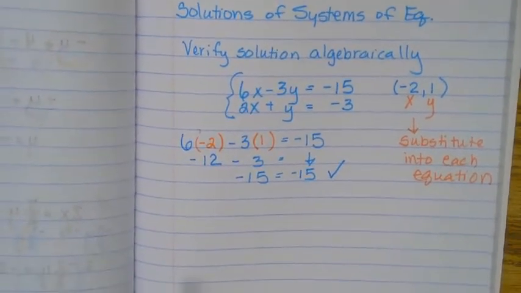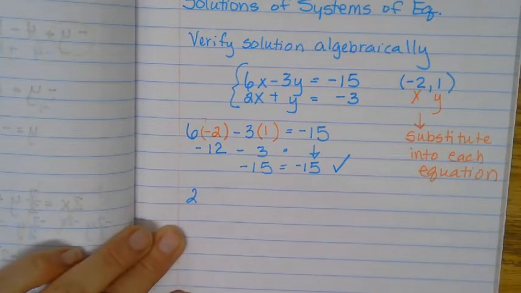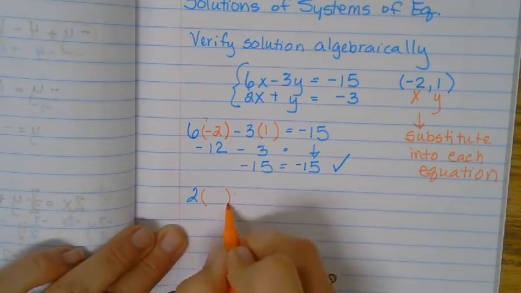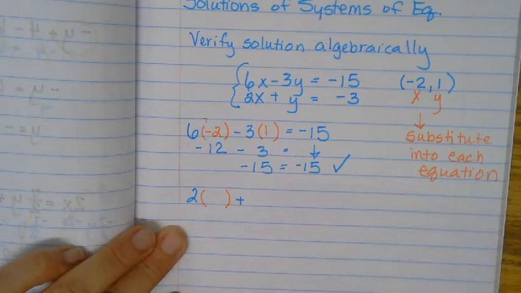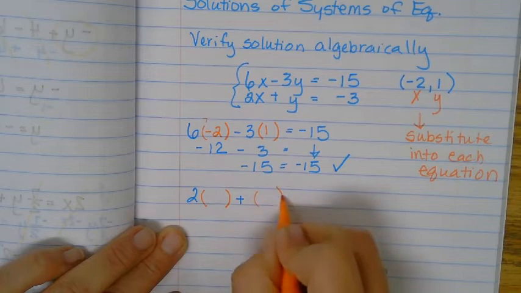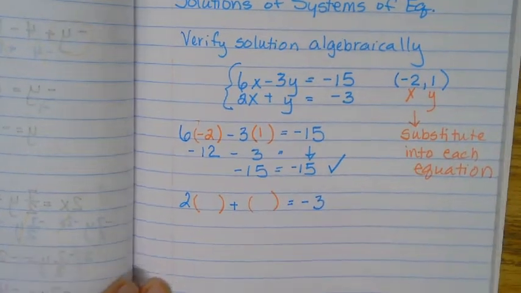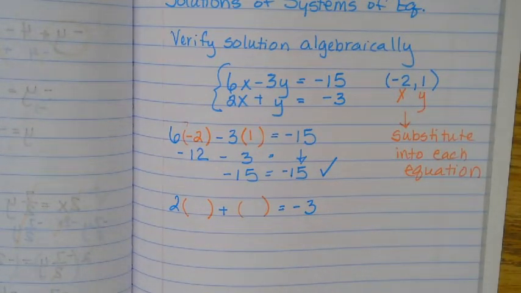So now what I want you to do is go in and do the work to check the second one. So plug in your values and simplify. And see if we get the same thing.